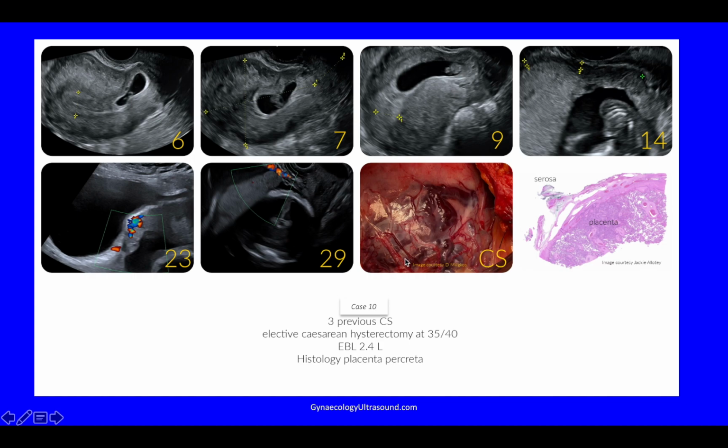And you can see at the time of section that this is the niche, and it's very thin. You can see the placenta through it, and it's developed these very large vessels in fibrous tissue with intact serosa. And at caesarean hysterectomy, you can see that the placenta is embedded straight onto serosa, and this was Placenta Accreta.